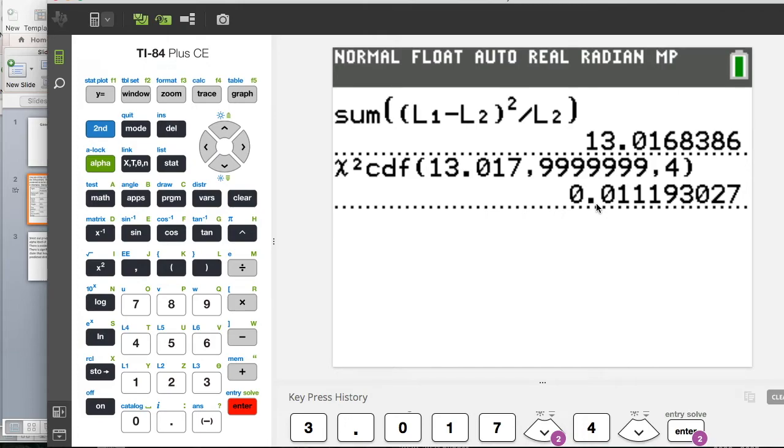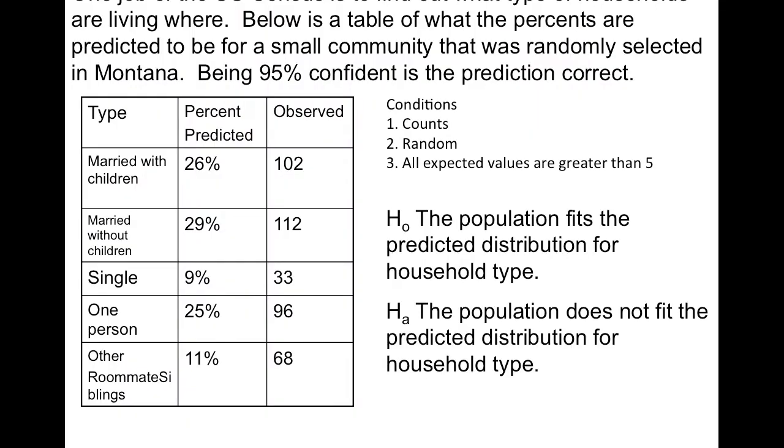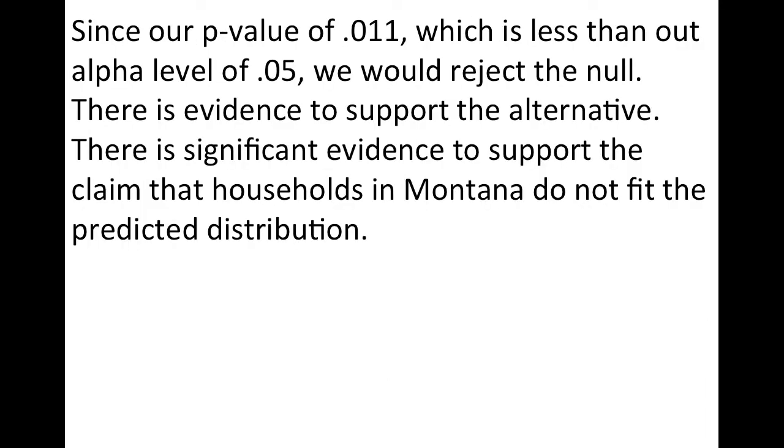With that p-value, you're going to come up with the same conclusion as we did before. These hypothesis tests go the same over and over again. Since our p-value of 0.011 is less than our alpha level of 0.05, we would reject the null. There's evidence to support the alternative. There is significant evidence to support the claim that households in Montana do not fit the predicted distribution. Okay, so that would be all I need.